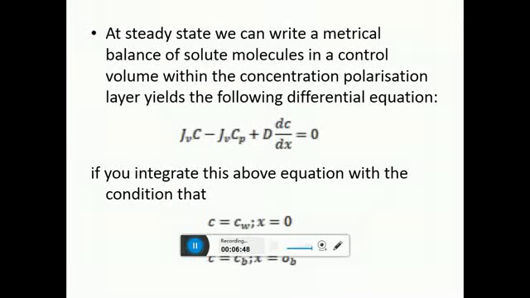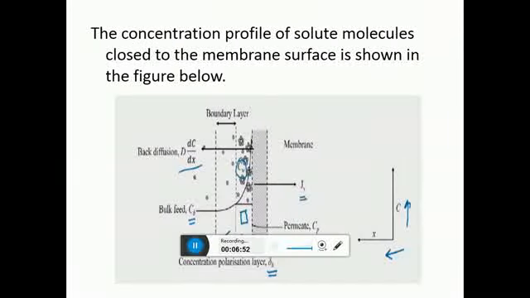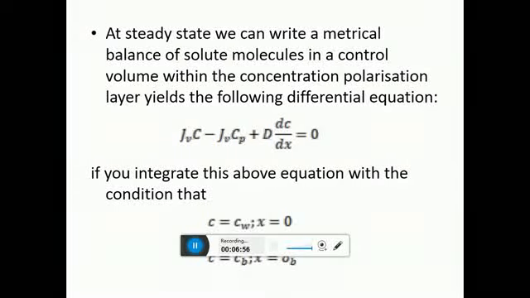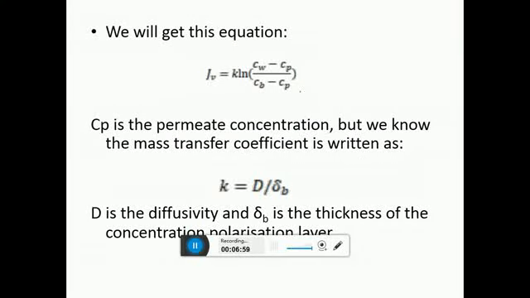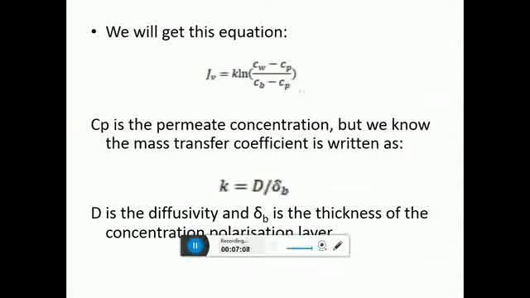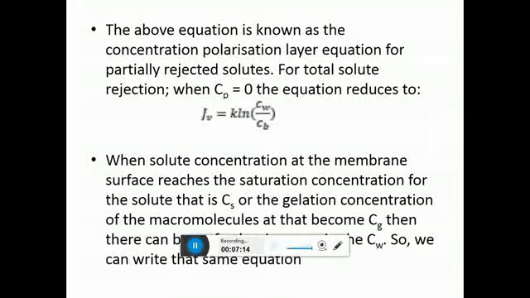So with this they have derived this equation, because in the steady state J_v times C, that is your concentration, and then this is just your mass balance. After mass balance and integration you will get this equation. This is the equation they have derived considering the concentration polarization model. So this equation is your concentration polarization layer equation.